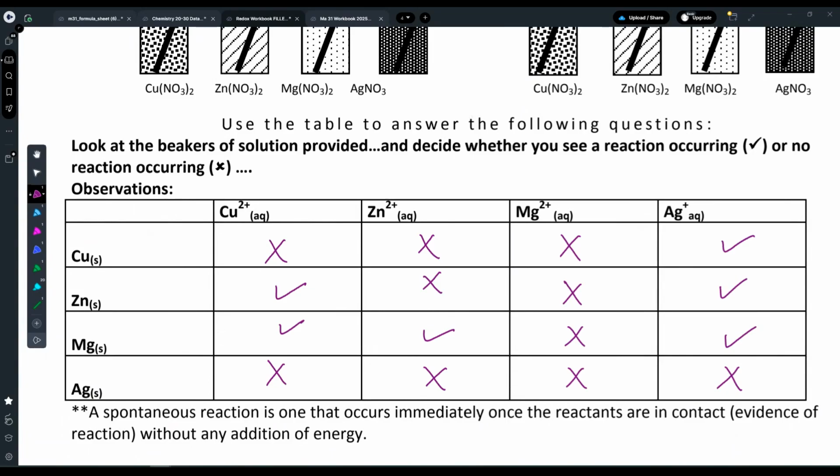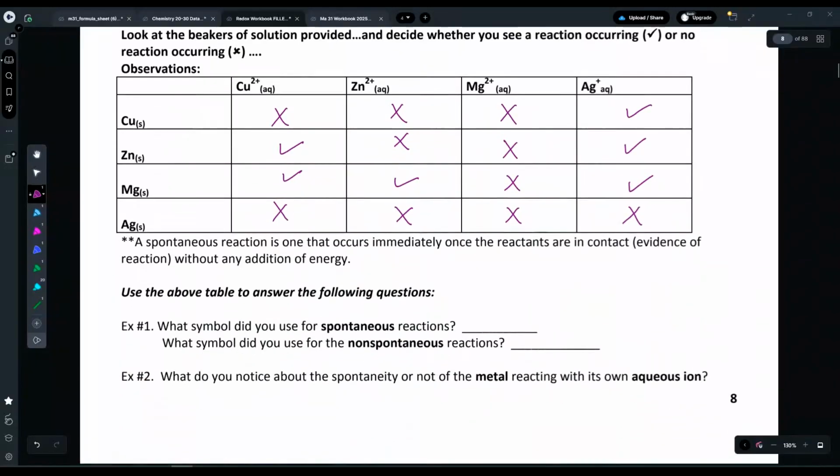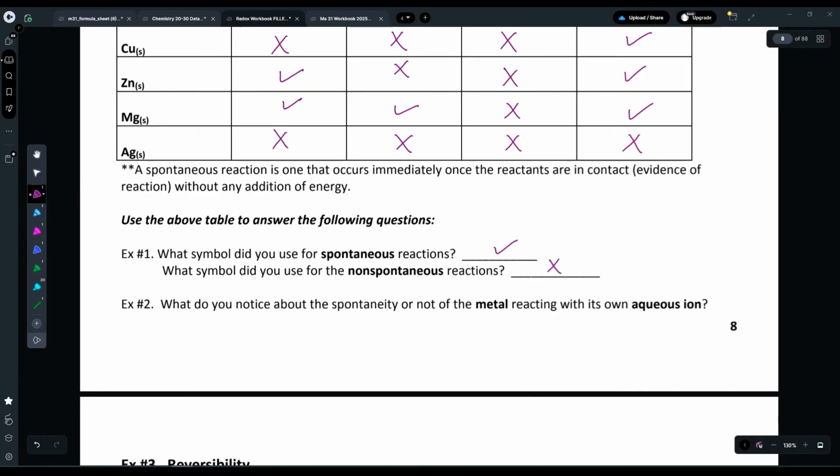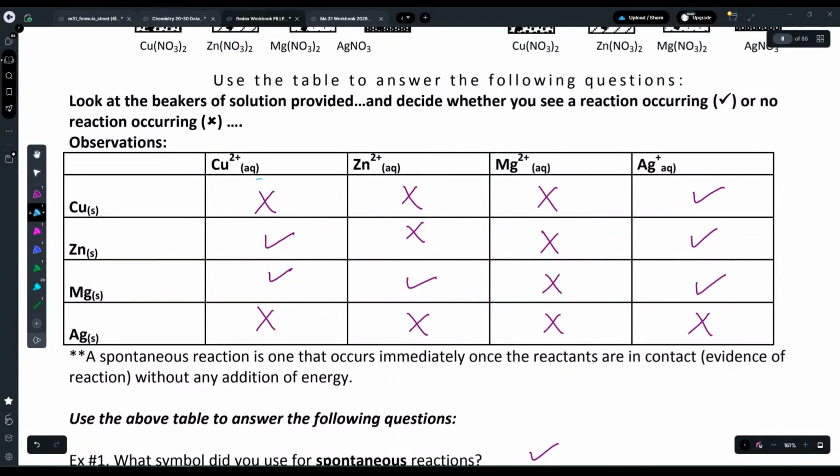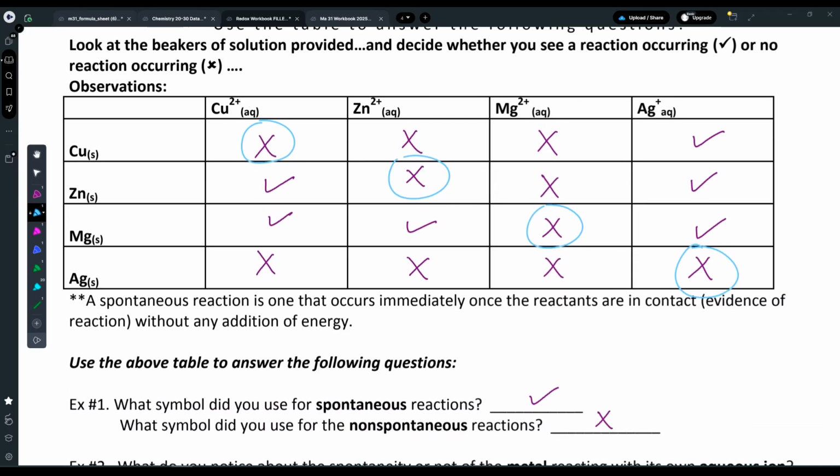All right, so after that video, this is what your table should look like here. We're going to answer the next few questions using our table. So what symbol did we use for a spontaneous reaction? We used the check mark, and for the non-spontaneous, we used the X. What do we notice about the spontaneity of the metal reacting with its own aqueous solution? If we look at our table here, these are the ones where the solid metal is reacting with its own solution. As we can see, the metal did not react with its own ions in solution.